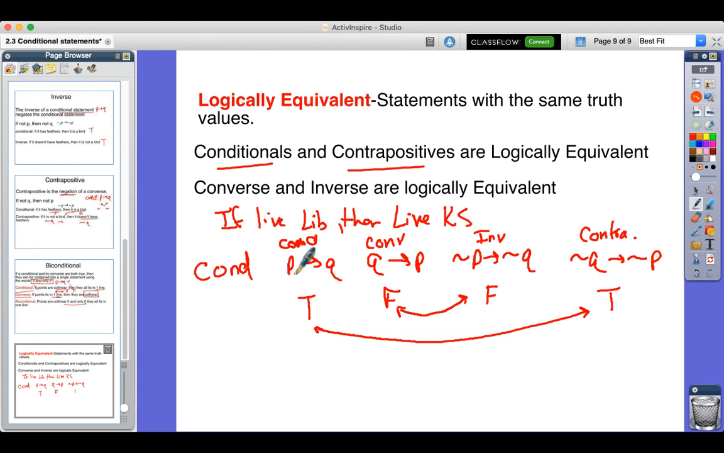So for the last three problems in your homework, you're going to have to write the conditional statement, the converse, the inverse, and the contrapositive. You're going to write those statements and tell me true or false. If it's false, give me a counterexample. And if it's true, then just write true. To double check that your truth values are correct, make sure that these two have the same value, so either they're both false or they're both true, or these are both true or they're both false. That has to happen.